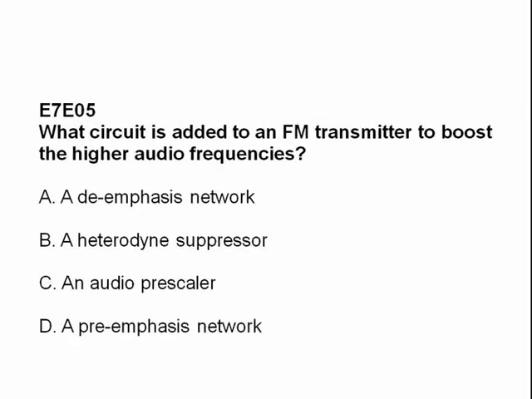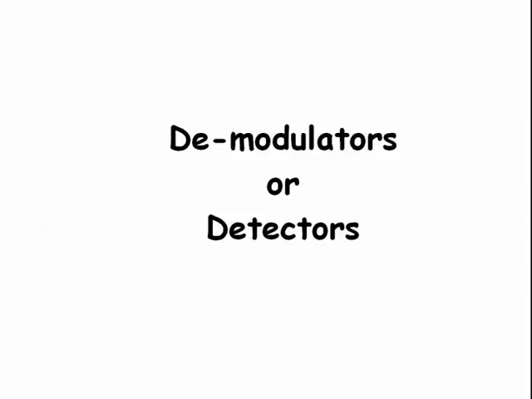What circuit is added to an FM transmitter to boost the higher audio frequencies? A, a de-emphasis network. B, a heterodyne suppressor. C, an audio prescaler. Or D, a pre-emphasis network. The answer is D, the pre-emphasis network.